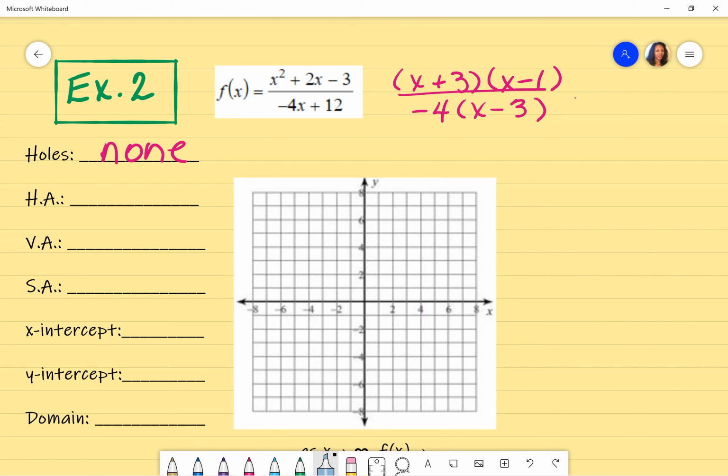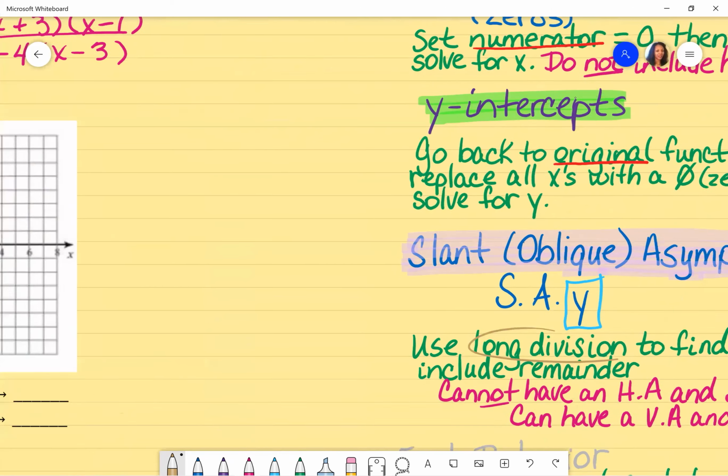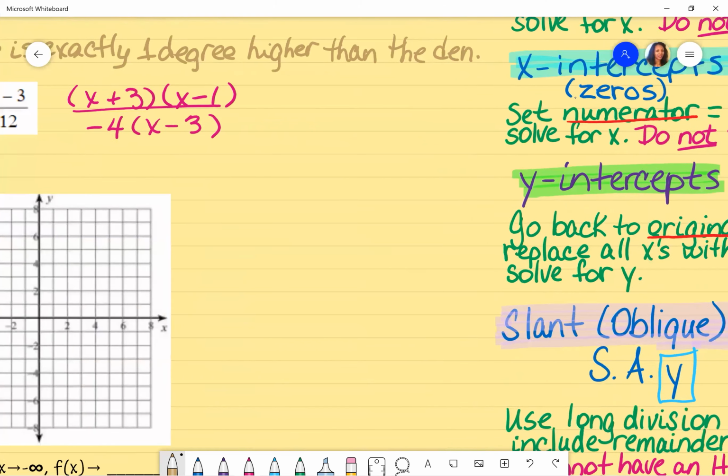So now if I go down to my horizontal asymptote, I see, if I'm looking at my degrees, I don't have a horizontal asymptote because the numerator's degree is higher than the denominator. That would be none. So when I see that, chances are I might have a slant asymptote. So I'm going to look out for that. How do I know? Because the slant asymptote, and I forgot to write that part in the notes, so I'm telling you now, has to be where the numerator is exactly 1 degree higher than the denominator. So you're going to go back to when we were using the long division of polynomials.